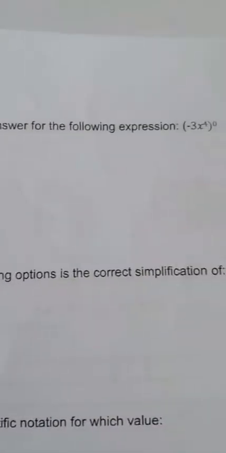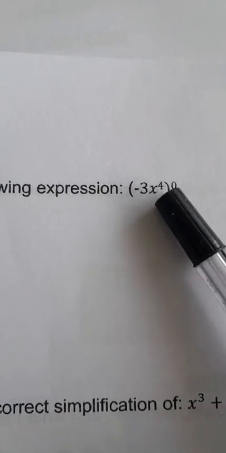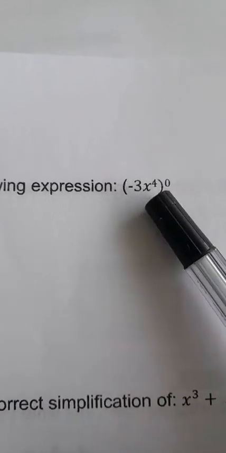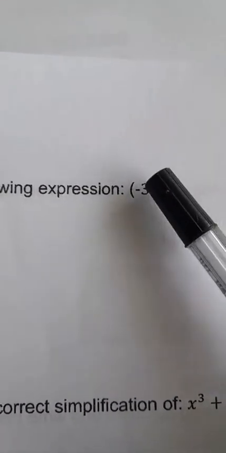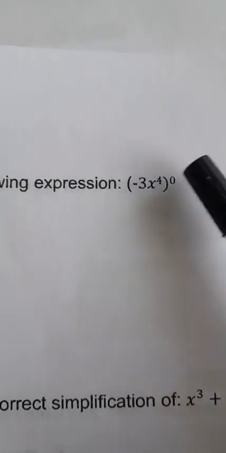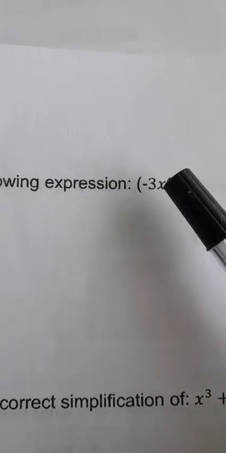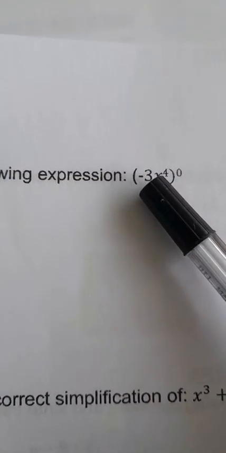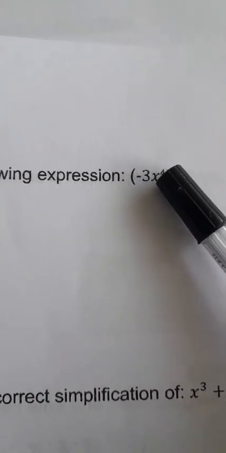Choose the correct answer for the following expression. And here's the expression. Minus 3x to the power 4, all raised to the power 0. Okay, now what do we know about this? This to the power 0 is outside the bracket. And inside the bracket, we have minus 3, we have x, we have to the power 4. We have the sign, it's negative. We have 3, the coefficient. We have x, the variable, to the power 4.